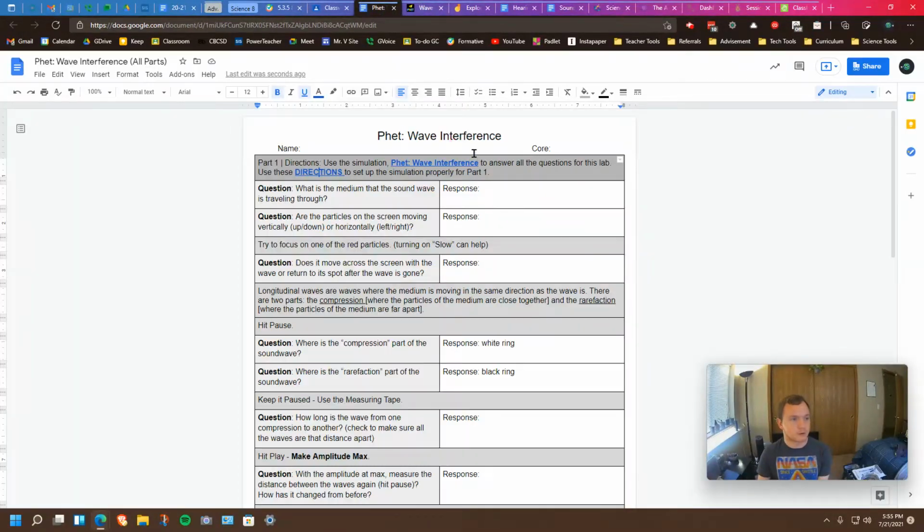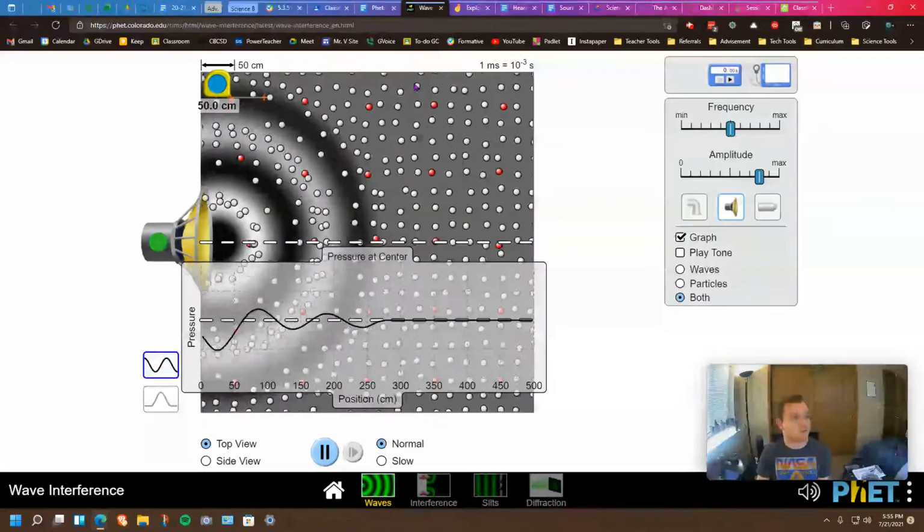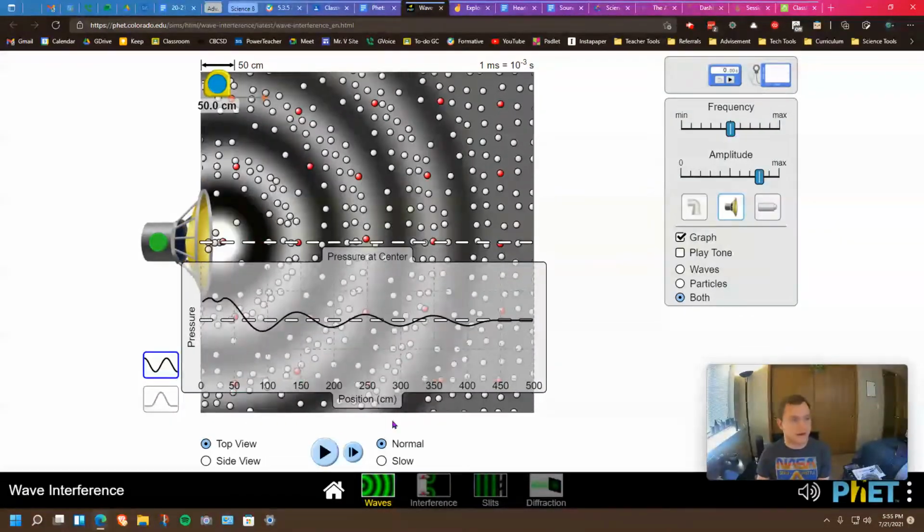So now if we go back to our assignment, first question, you need to identify the medium that the sound wave is traveling through. In this case, it's those dots. Think about even just me talking to you right now, even if it's coming from your speaker to your ear, what is it traveling through to get there? That's also your medium. Same thing as what this one is here.